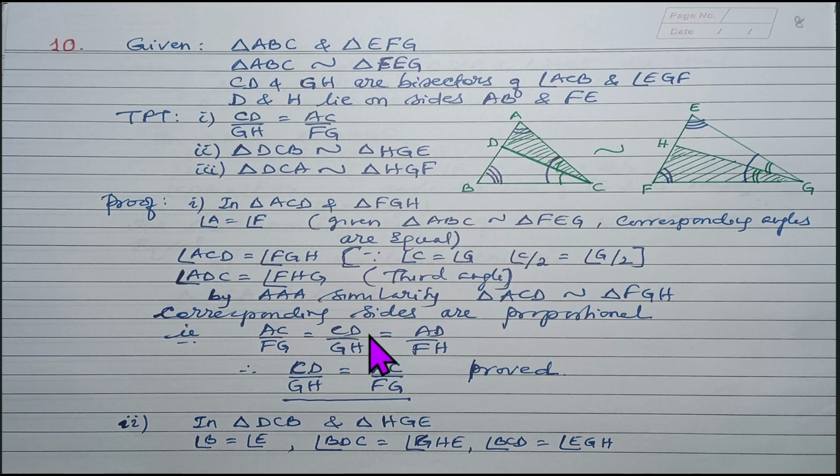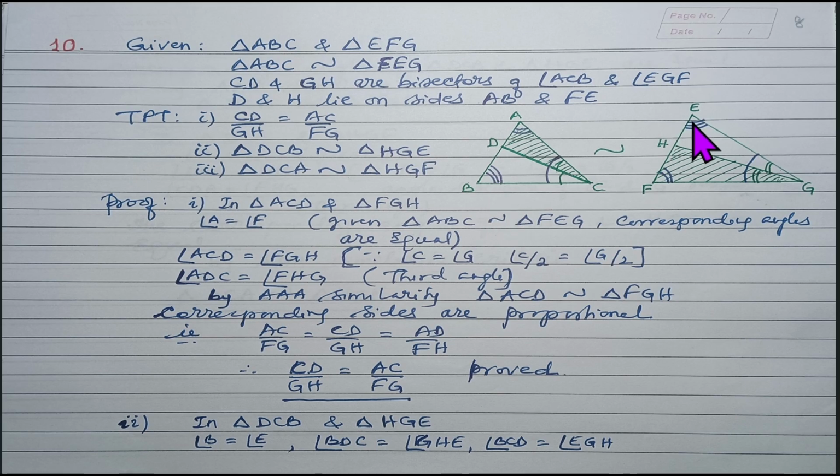So CD upon GH is equal to AC upon FG, and that is what is expected of us, and we have proved it. Now coming to the second part of it, we have to prove triangle DCB is similar to triangle HGE. DCB, this unshaded triangle, is similar to triangle HGE, that is unshaded. So two unshaded ones we have to prove now. So let us see how to prove that.